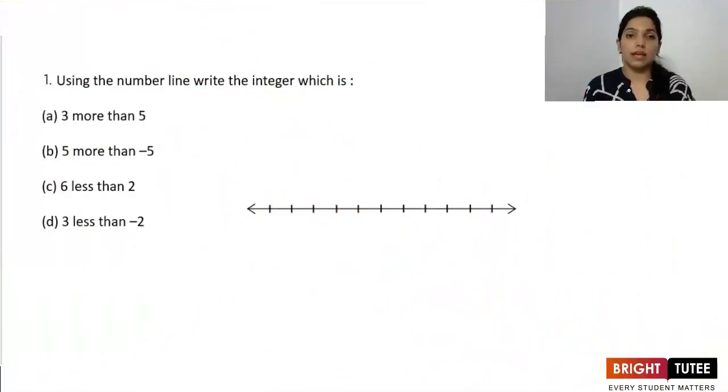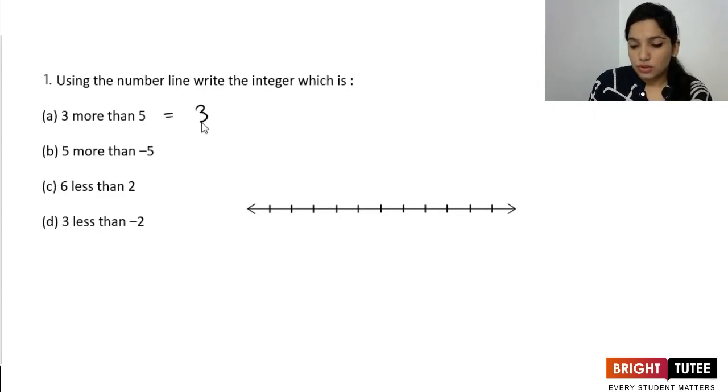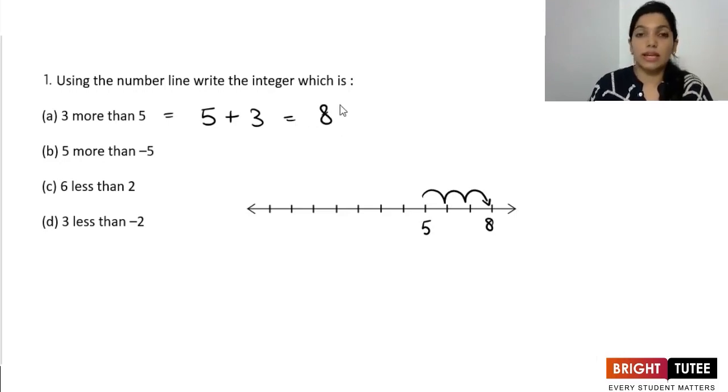Now let us use the number line to write the integers for these questions. It says 3 more than 5. Oh, I'm sorry. I shouldn't write 3 at first. I should write 5 at first, and because it's more, it's 5 plus 3. If you use a number line, if this is 5, I move 3 steps to the right and I'll land on 8. The answer is 8.